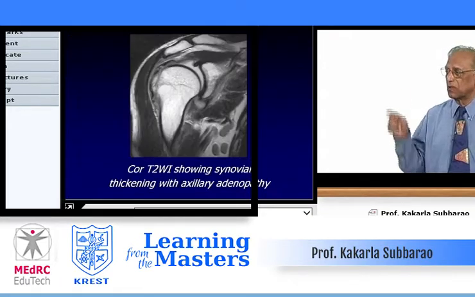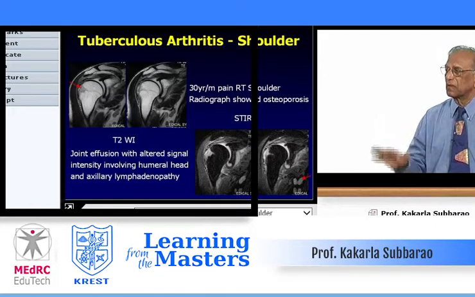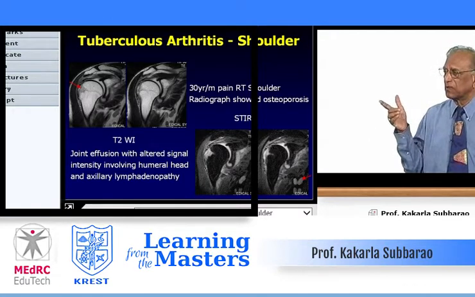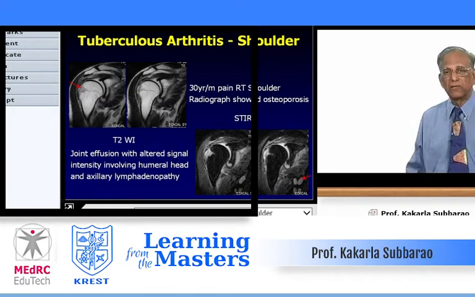T2 weighted image showing synovial thickening again, and the most important thing here is the axillary lymph nodes. I'm glad the MRI included the axilla. In rheumatoid arthritis you may rarely get granuloma, but it's not common. So it must be tuberculous arthritis of the shoulder. As you see, T2 star images show joint effusion with altered signal intensity involving the humeral head and axillary lymph node. That's the summary of the case.